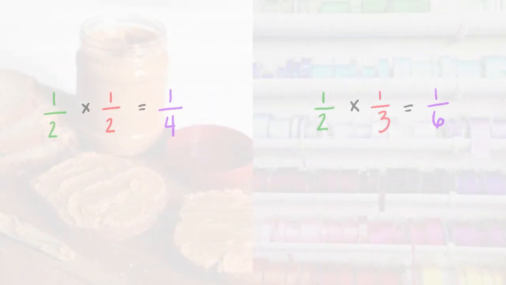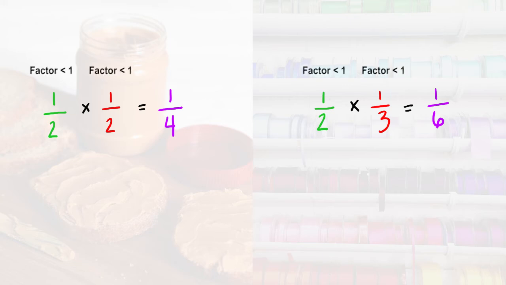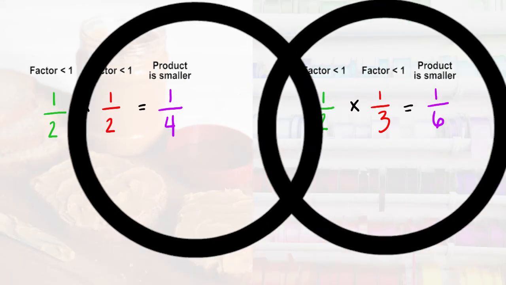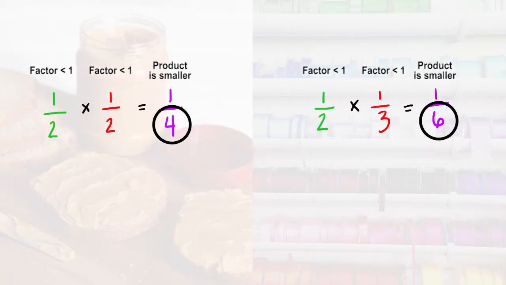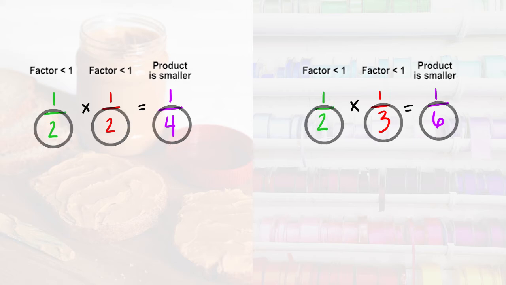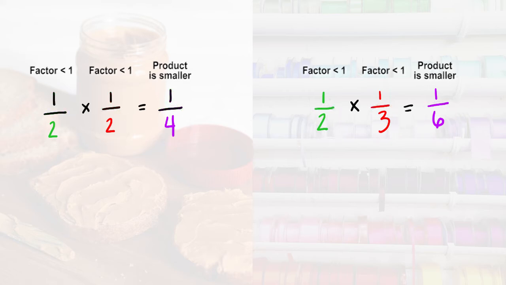Looking back at the previous 2 problems where both factors were fractions less than 1, the products were smaller than the starting amount. The product's denominator was also a different denominator than either factor. The product's denominator is the product of the 2 factors' denominators. For example, 1/2 of 1/2 is 1/4. Multiply the denominator of the first factor by the denominator of the second factor. 2 times 2 is 4. Notice that the denominator in the product is also 4.